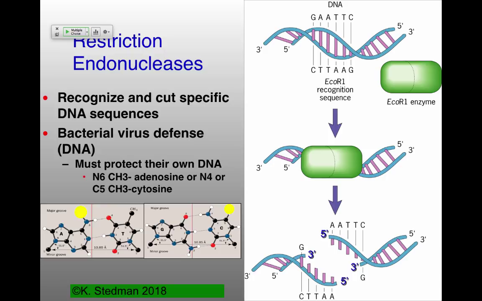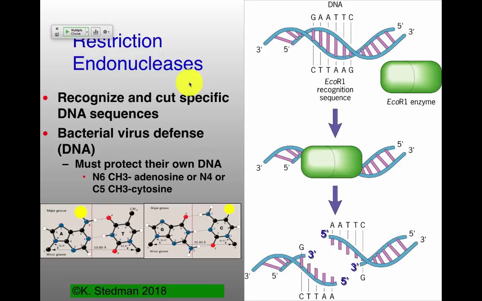So restriction endonucleases. What do they do? They recognize and cut specific DNA sequences. We talked about exonucleases; endonucleases are going to cut in the middle of your DNA. Where do restriction endonucleases come from? They restrict the infection of certain bacteria by certain viruses. So it's all about protecting from virus infection, not unlike the CRISPRs that George talked about last week.